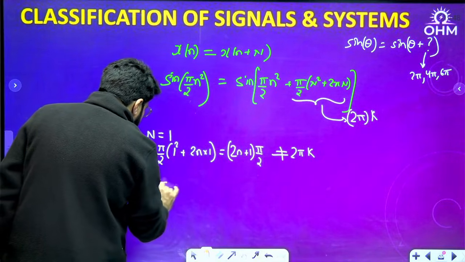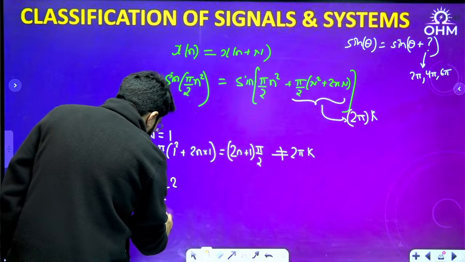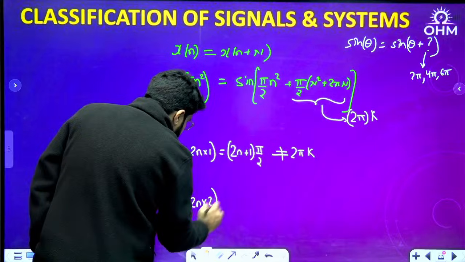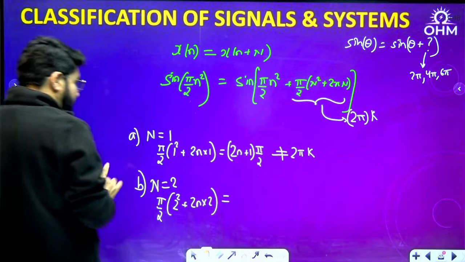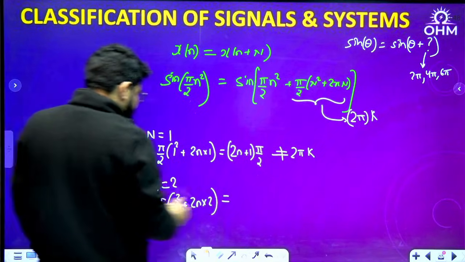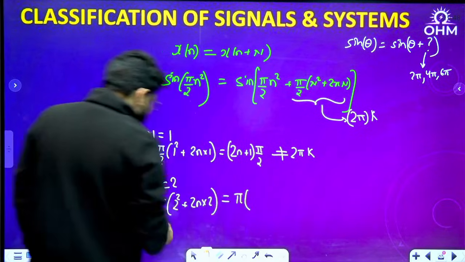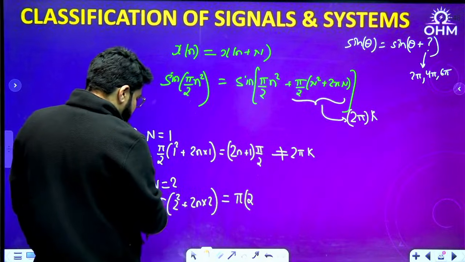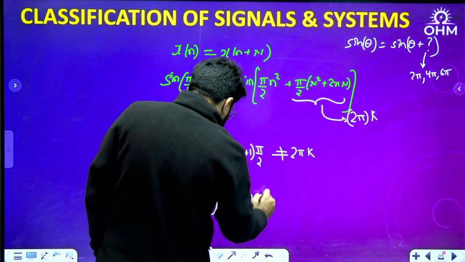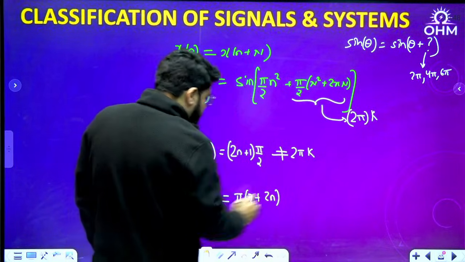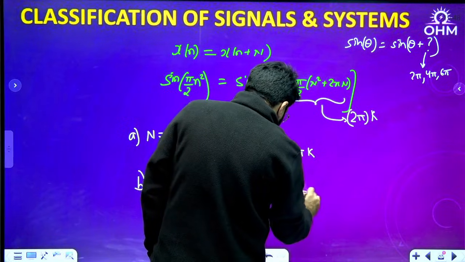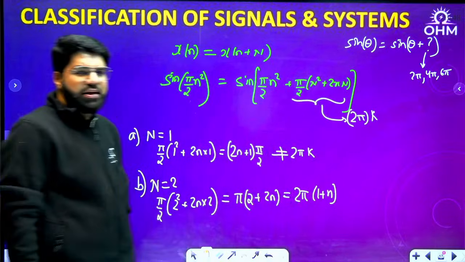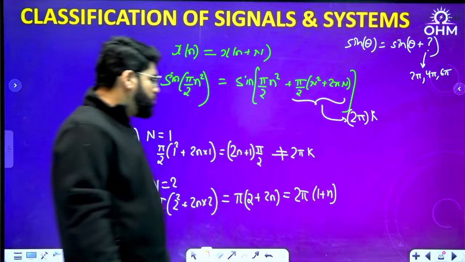Okay, suppose the period is 2. Then this factor pi by 2, 2 square plus 2n into 2. Now, very clearly you see 2 and 2 got cancelled, pi outside. Then what is left is 2 plus 2n. One more 2 is common, and if you take it common, 2 pi outside, 1 plus n.